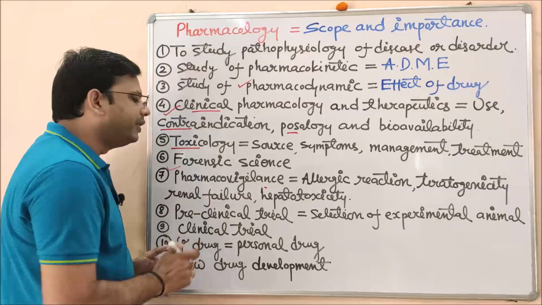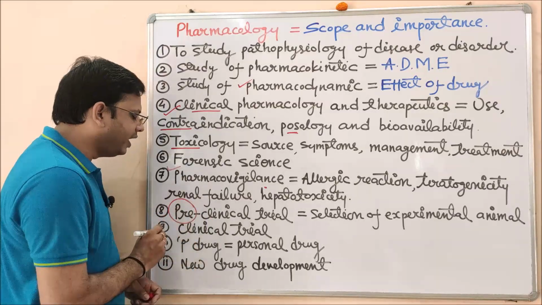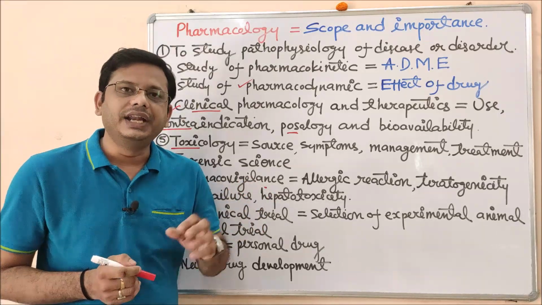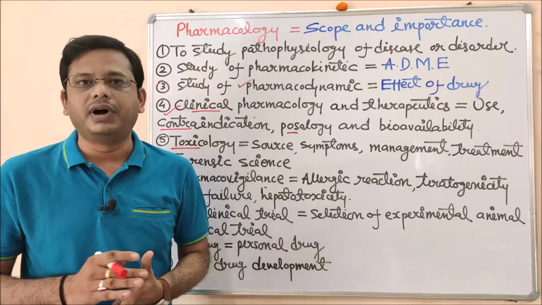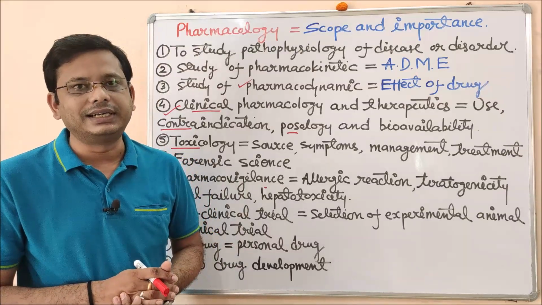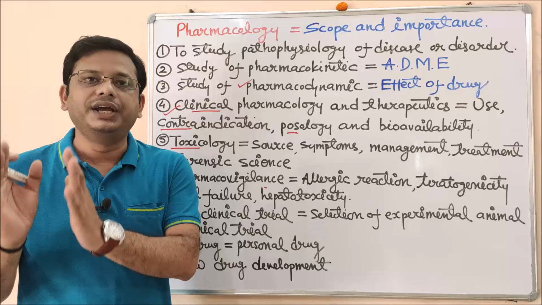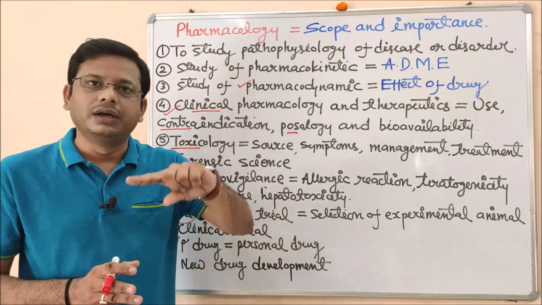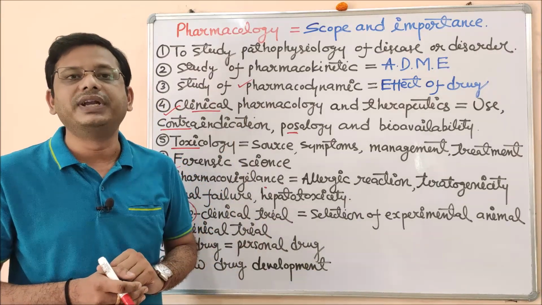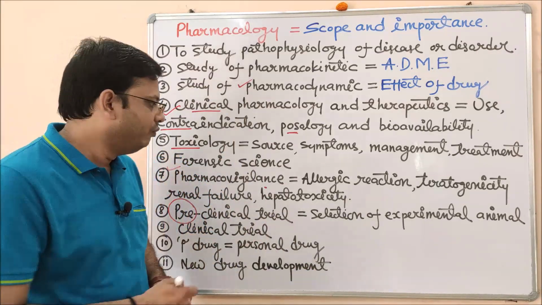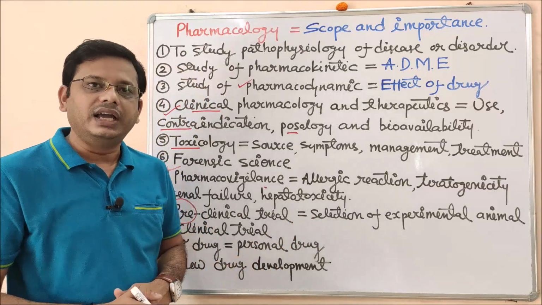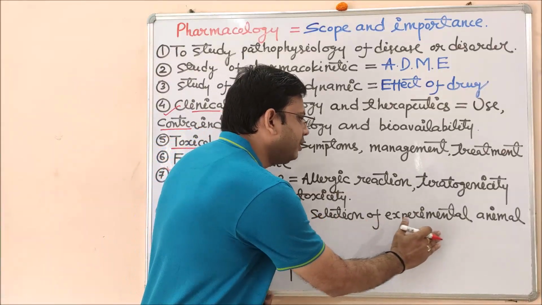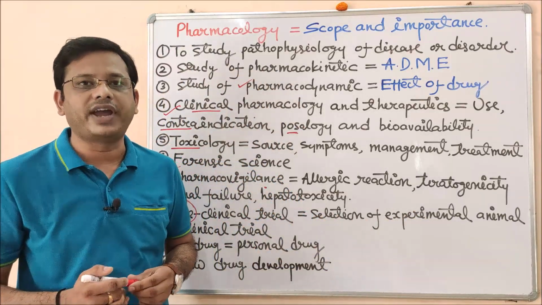Now next one is preclinical trial. Please pay attention to this word. Preclinical trial means any drug which is about to come into the market has to go for clinical trial, and before going to clinical trial it must pass preclinical trial. So a trial which takes place before the clinical trial is simply known as the preclinical trial. And in preclinical trial we use experimental animals. Experimental animal selection is not an easy job.